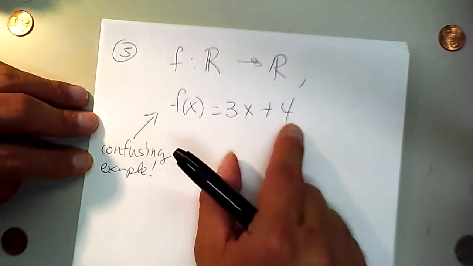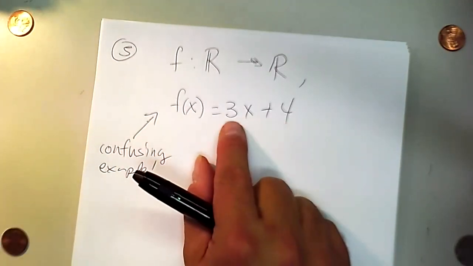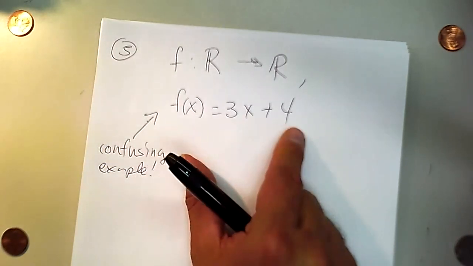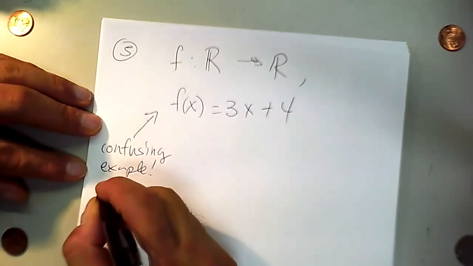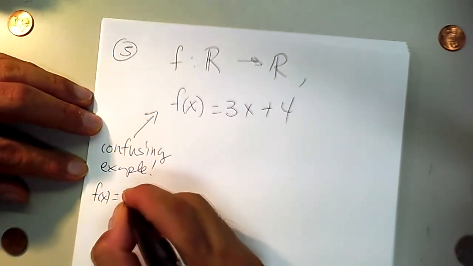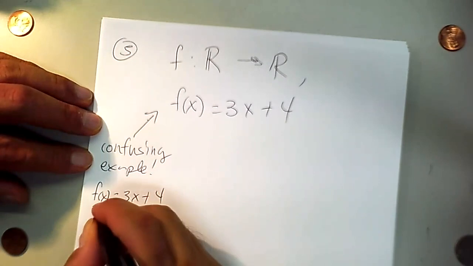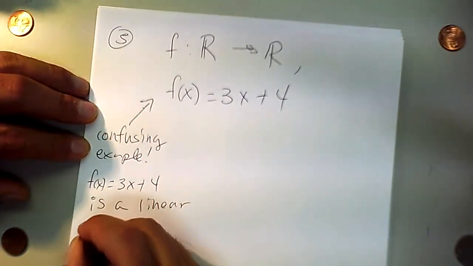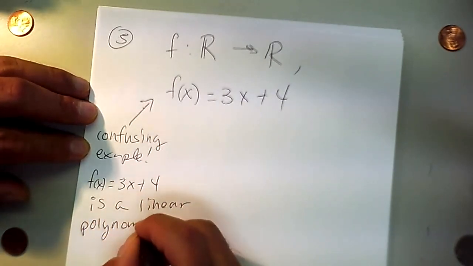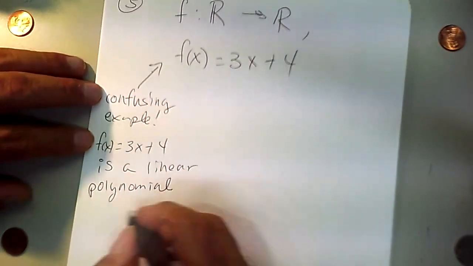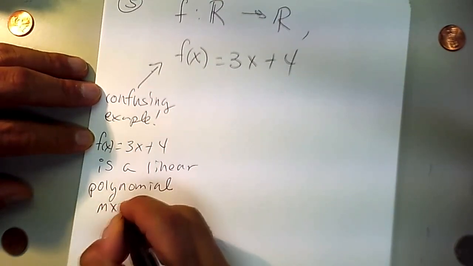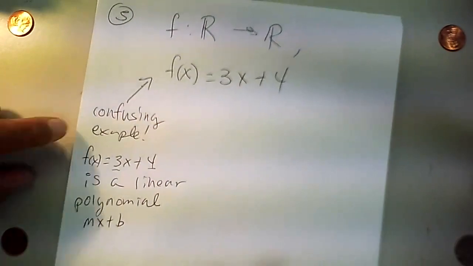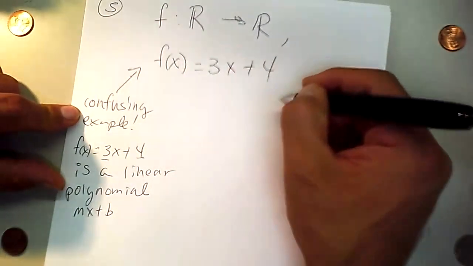It is linear as in regular algebra, college algebra. It is a linear polynomial. Okay, so f of x equals 3x plus 4 is a linear polynomial. Any linear polynomial has the form mx plus b. There is m and there is b. So where is the problem? It is linear. There's no problem.